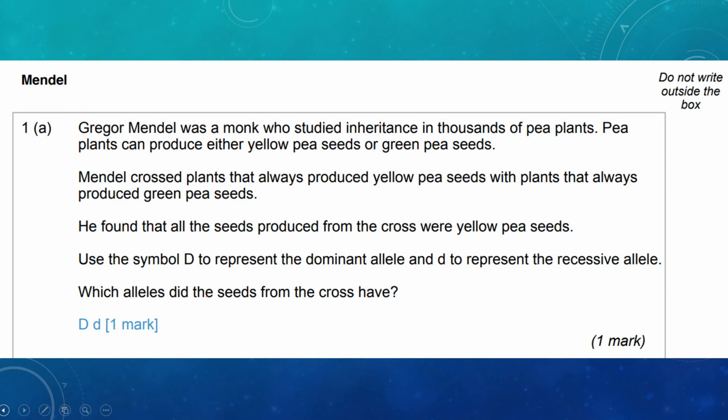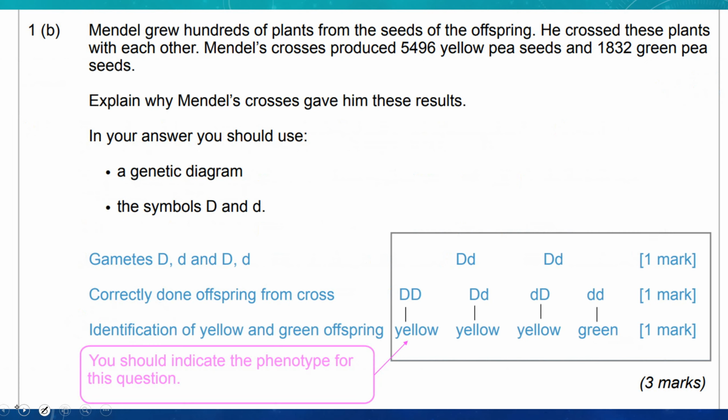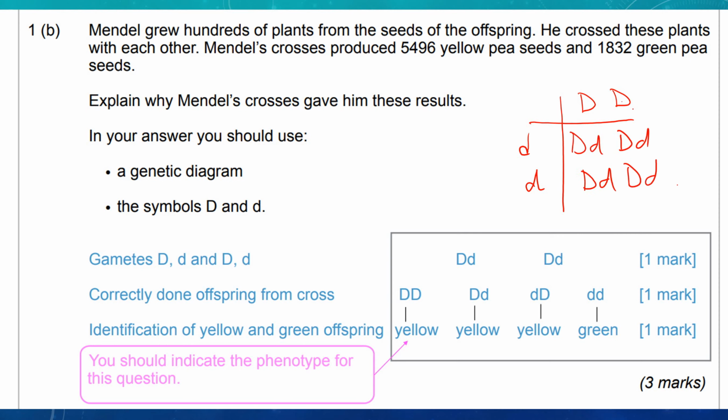So first of all, the alleles from the seeds from the cross were heterozygous, capital D, little d, 1 mark for that. And then in our Punnett square, it says, explain why Mendel's cross gave him these results. If he had purebred yellow and purebred green, he would have all of the offspring having yellow flowers to begin with.